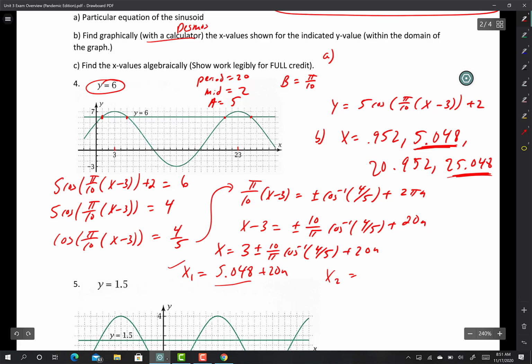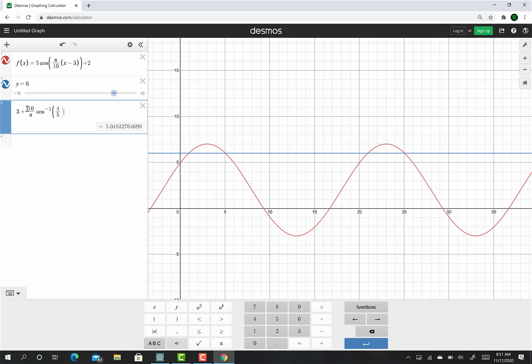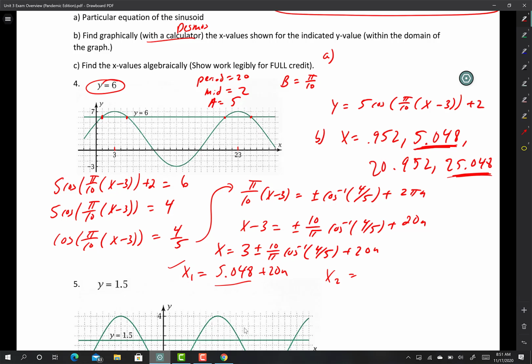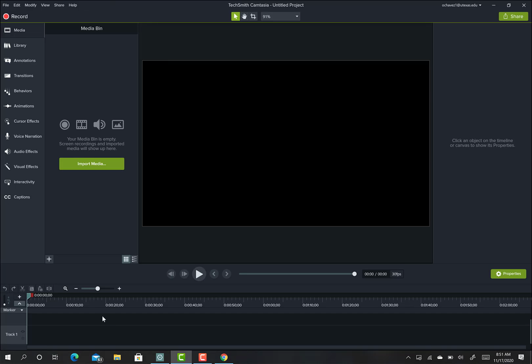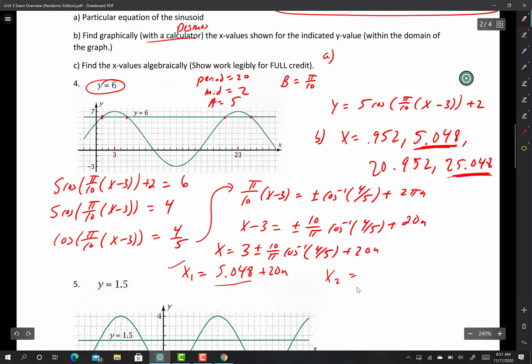And now I need my second equation. So instead of a plus, I'm going to do a minus. So I'm going to come back. And I'm just going to change that plus to a minus. So delete, put a minus. And there it is, guys, 0.951, or 952, really. So I come back and I put 0.952 plus 20n. That 0.952 is right here. And if I add 20, there it is, 20.952. So I found them all, guys. We got them.